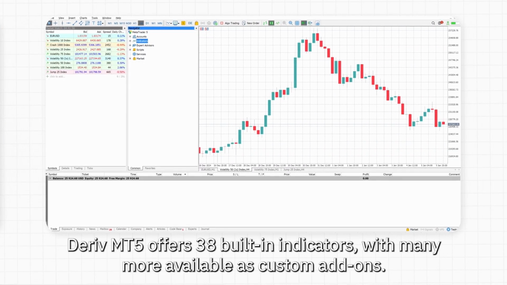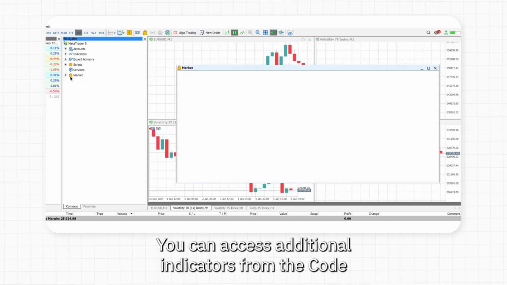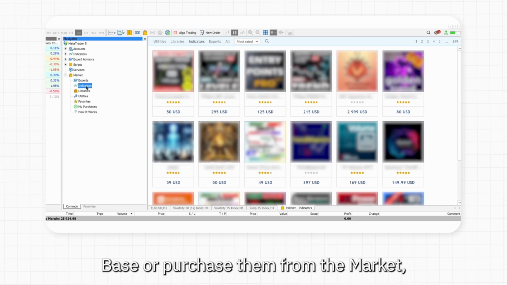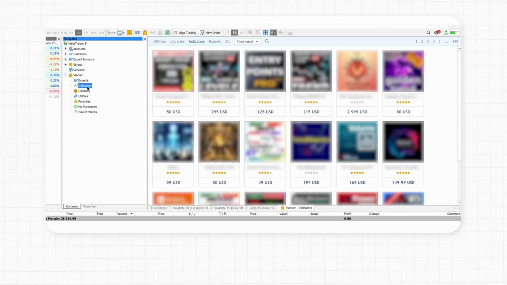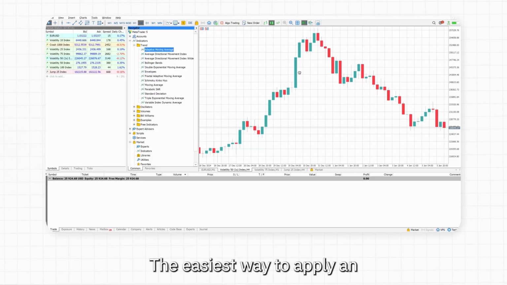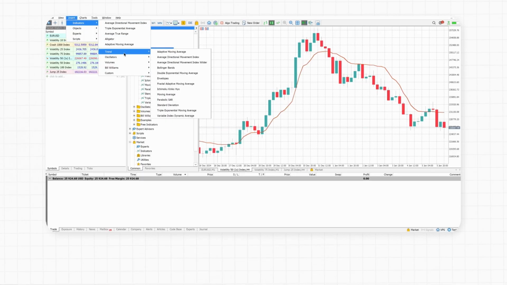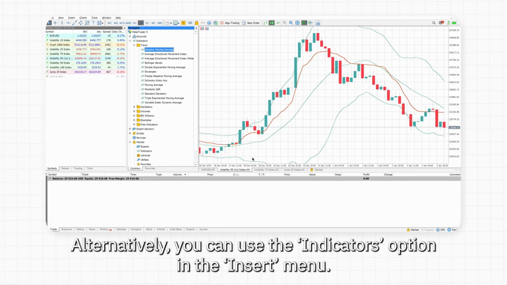Deriv MT5 offers 38 built-in indicators with many more available as custom add-ons. You can access additional indicators from the code base or purchase them from the market, where thousands of ready-to-use tools are available for technical analysis and automated trading. The easiest way to apply an indicator is by dragging it from the navigator window. Alternatively, you can use the indicators option in the Insert menu.